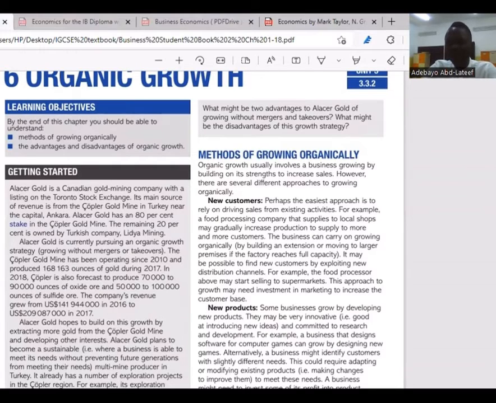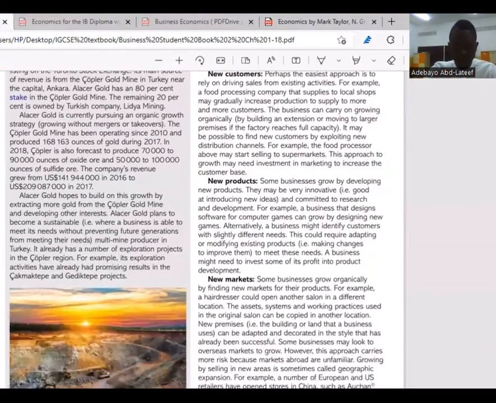So we have different methods of organic growth. We have new customers, new products, new markets, new business model, and franchising. So these are the 5 methods of organic growth. Number 1, new customers. We can grow through new customers. We can expand by introducing new products. We can expand by entering into a new market. We can expand through finding a new business model. We can also expand using franchising. So we take one at a time.